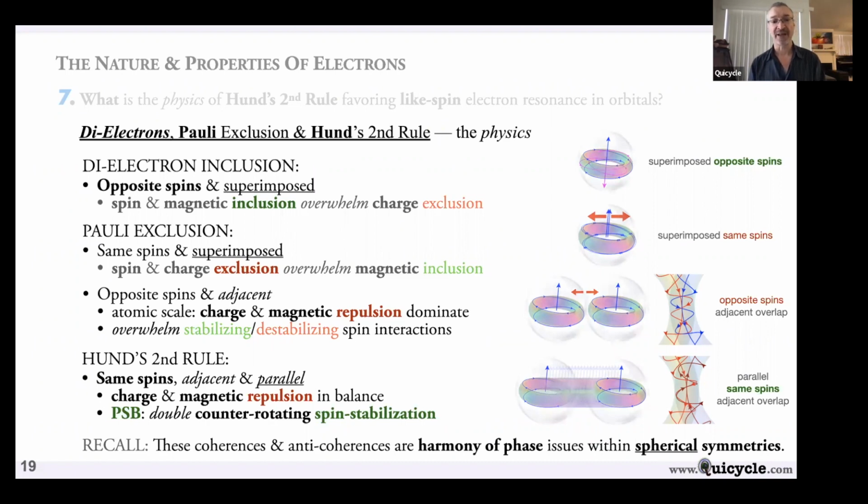Also recall, please, again, that these coherences and anti-coherences of interaction are phase harmony issues. These are spherical symmetries, so it doesn't really matter to us the exact orientations of these toruses as they are passing one another. It's the harmony of phase interactions in those volumes of space that's of consequence here.